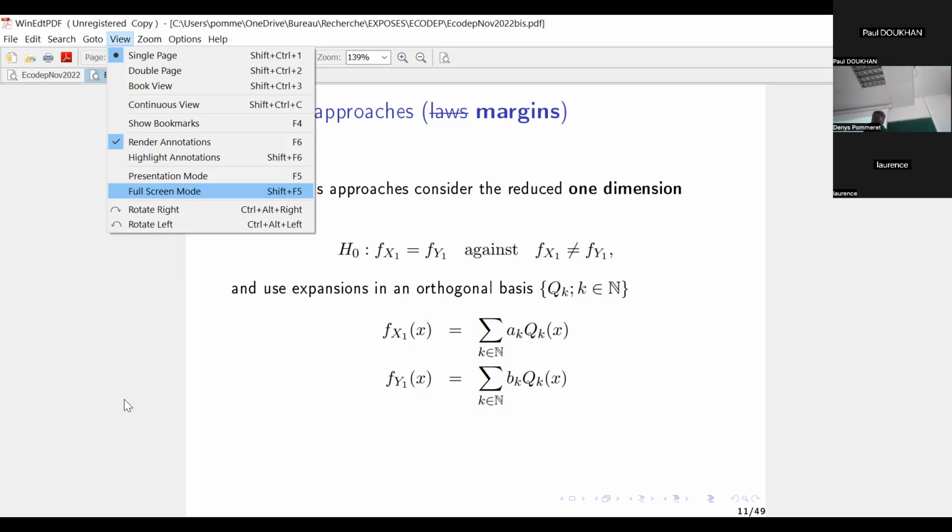So what is the way to estimate the quantities a and b? This is the form of these estimators. Okay.